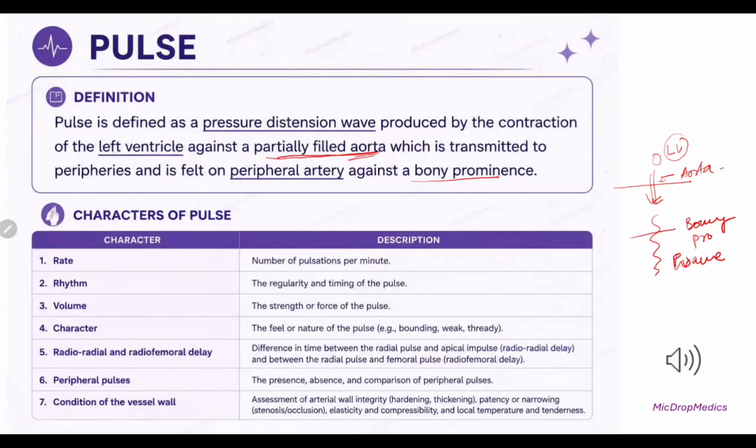When we assess an arterial pulse, we need a systematic checklist, so we don't miss anything. We look at rate, rhythm, volume, character, radioradial or radiofemoral delay, whether all the peripheral pulses are felt, and the condition of the vessel wall.